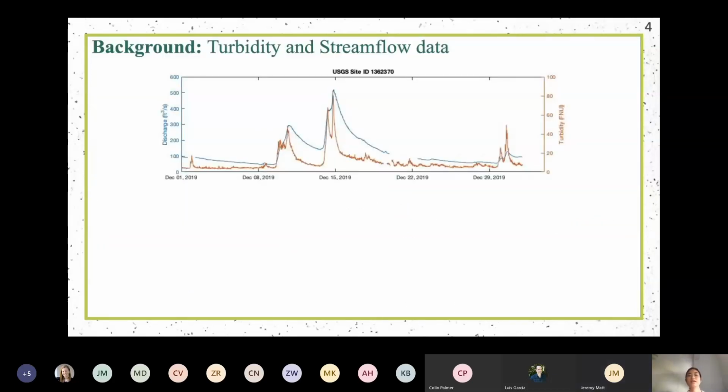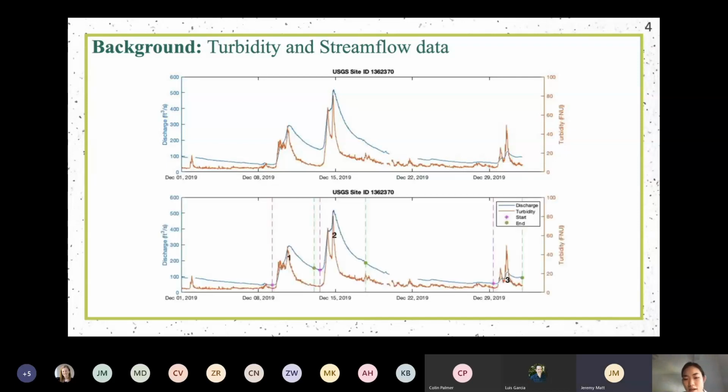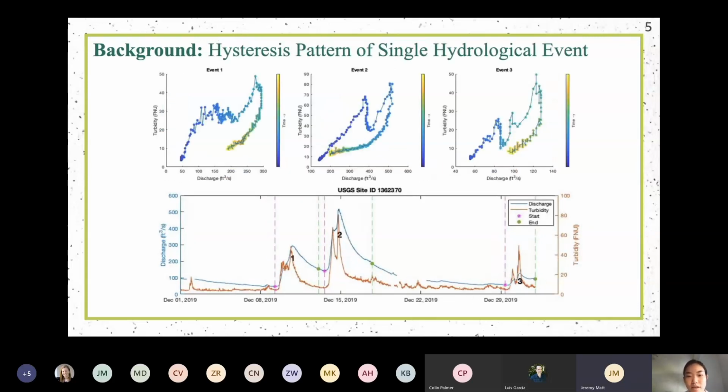This is how turbidity and stream flow data look like as time series. Every time we see a rising limb followed by a peak and a falling limb, we know that there has been a storm event. For each storm event, we want to plot the turbidity against the discharge to get a hysteresis pattern. As you can see, time as a third variable is color-coded on the plot as well.